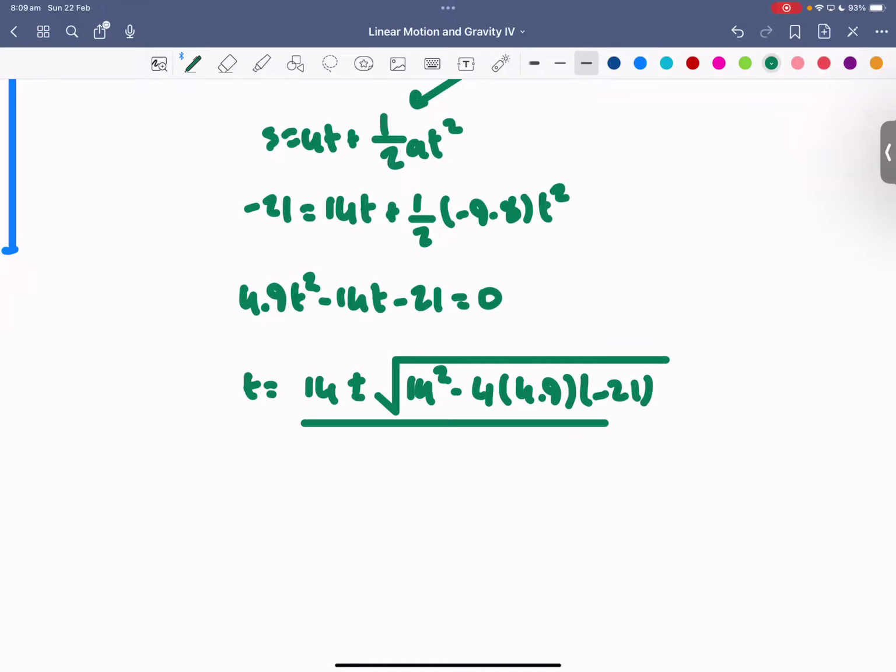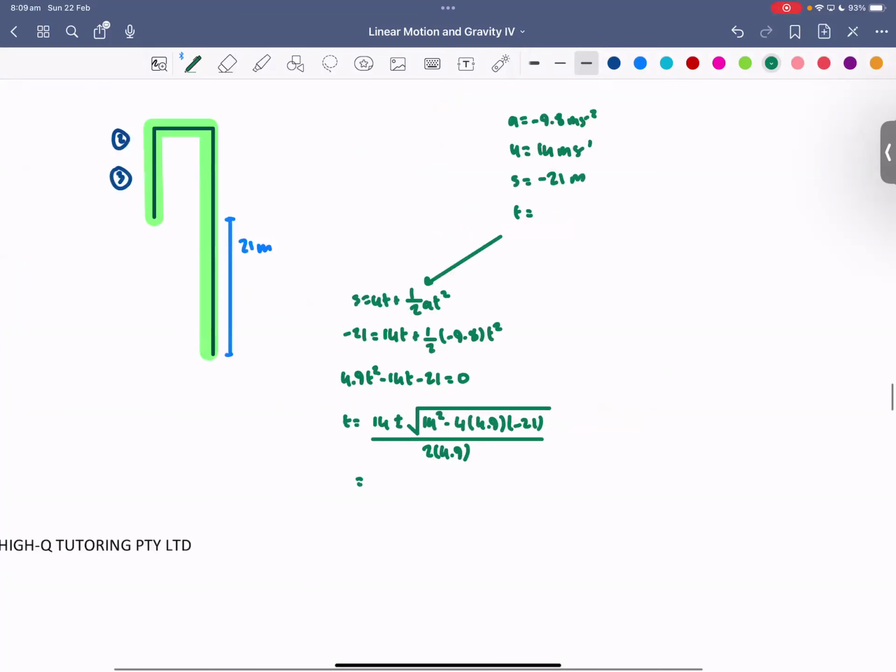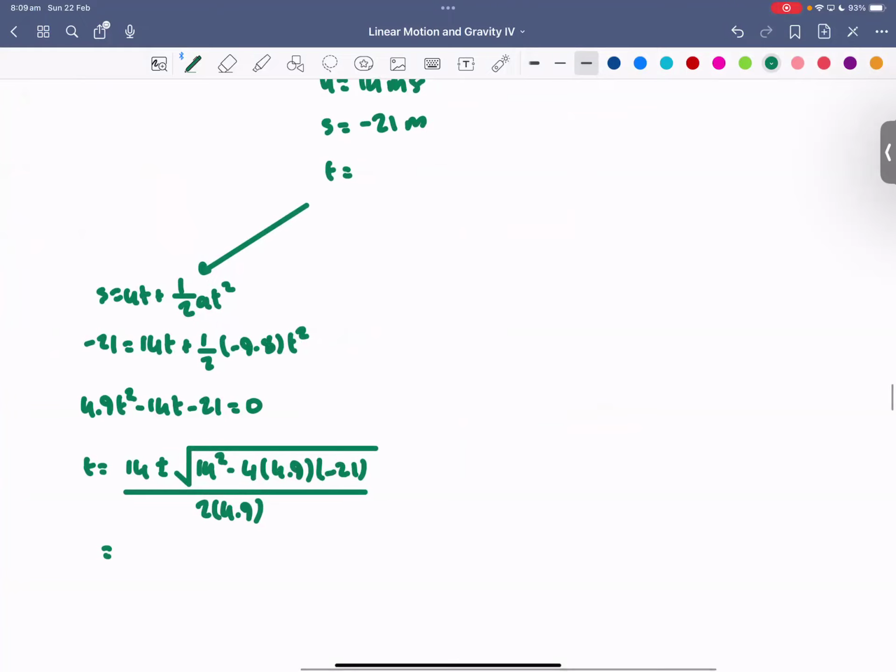Alrighty. Cool. And then divide by 2 times 4.9. That took forever. Go for it. Put it in your calculator. What is that? That's technique number 2.